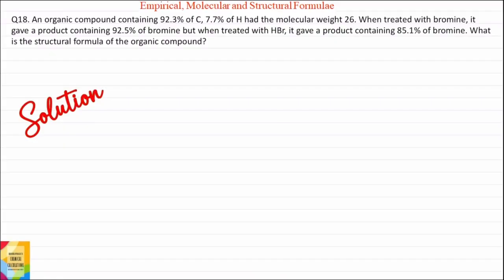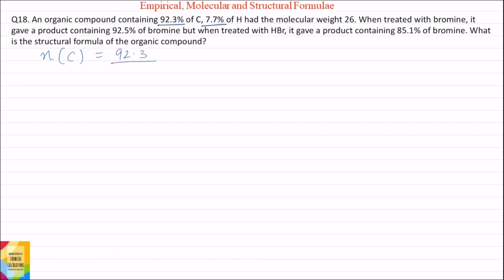Percentage of carbon given है 92.3%. Percentage of hydrogen given है 7.7%. तो moles of carbon हो जाएगा 92.3 divided by atomic weight of carbon, that is 12, and this is equal to 7.69 moles. Moles of hydrogen will be equal to 7.7 divided by 1. 1 is the atomic weight of hydrogen, and this is equal to 7.7 moles.